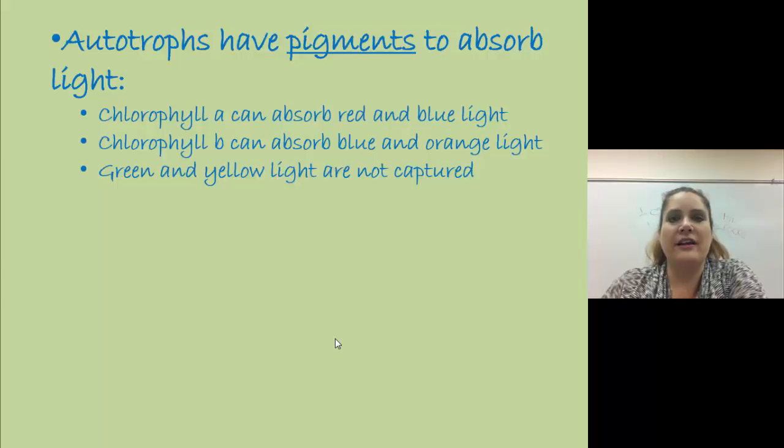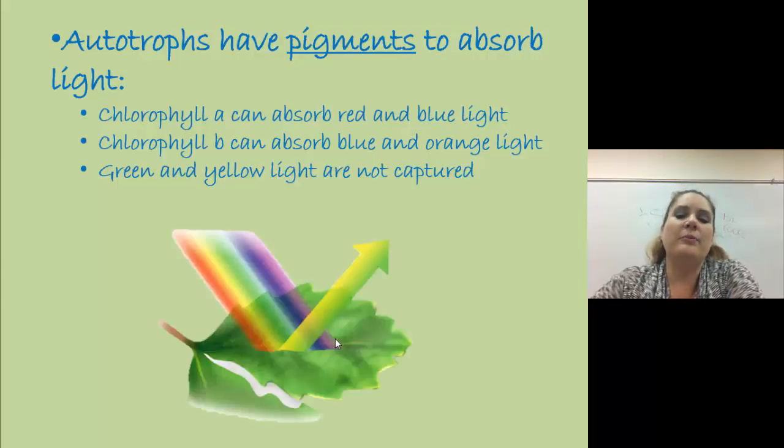So if green and yellow light are not getting captured, what does that mean is happening to them? Well, they're being reflected. Now, it might seem weird to you that green plants aren't absorbing green light, except that's exactly why they're green. We see them as green because they absorb all the rest of these colors of light, and then the green and the yellow is what gets bounced back at us. And if that's what gets bounced back at us, that's what our eyeball actually sees. So the chlorophyll is going to absorb all of the red and all of the blue and all of the orange, but the green and yellow get bounced back.